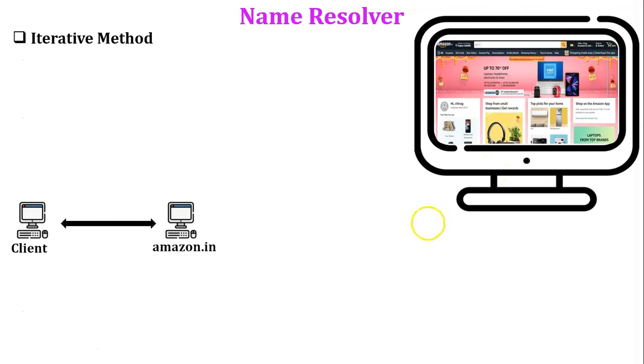The next method is the iterative method. Let us take one example to understand the iterative method. There is one user currently accessing the website amazon.in. It means the user is connected with the web server amazon.in. After some time, the user wants to access another website, eduresources1.com. But the user cannot access that website directly.